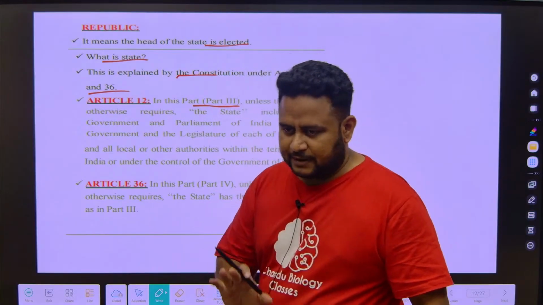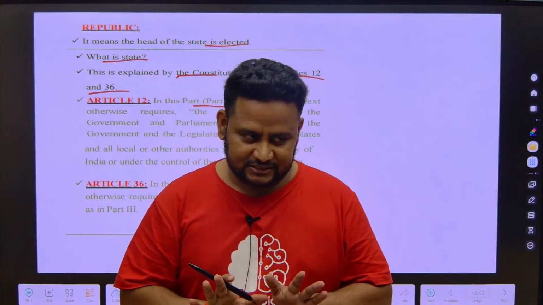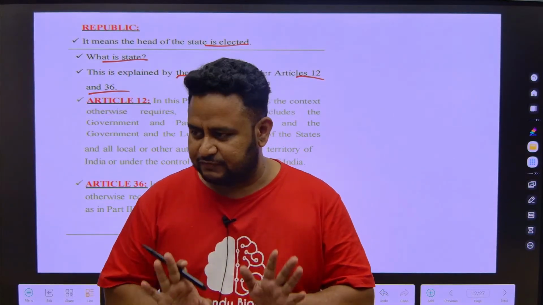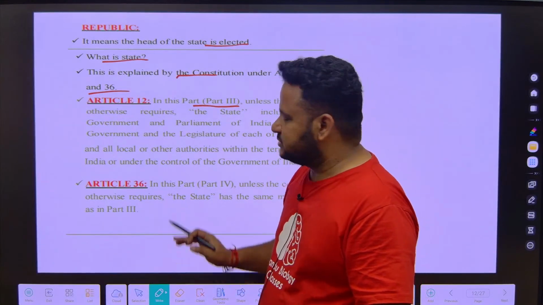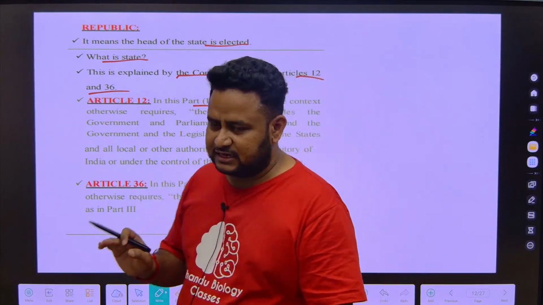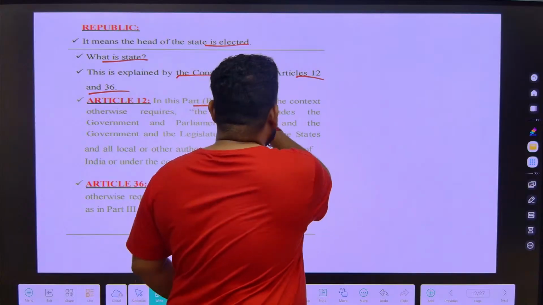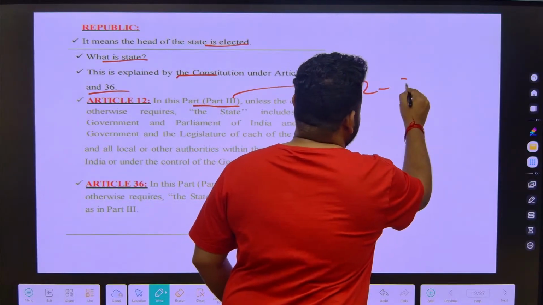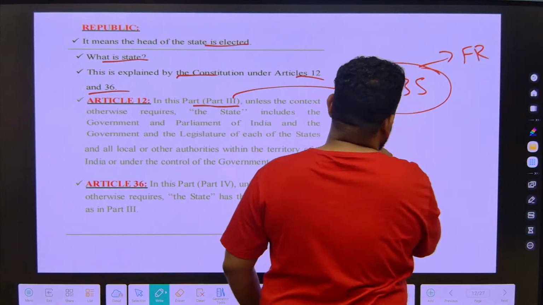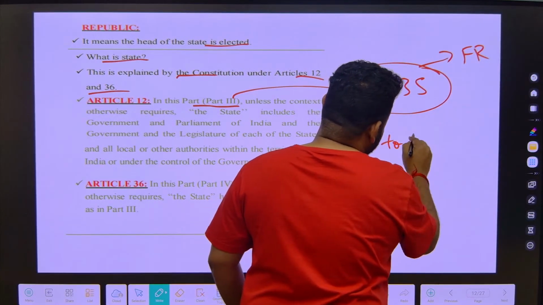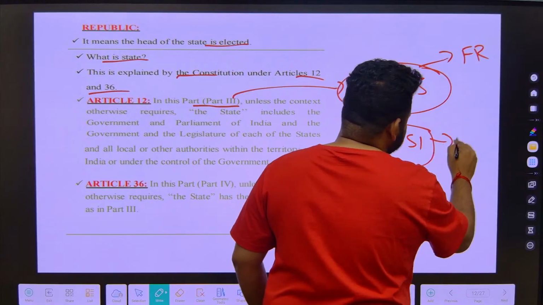Okay, part 3 is talking about what? Fundamental rights. Okay, let me tell you about state now itself. Part 3 is talking about fundamental rights. So part 3 contains articles from 12 to 35. 12 to 35 is fundamental rights. Okay, 36 to 51 it is DPSP.